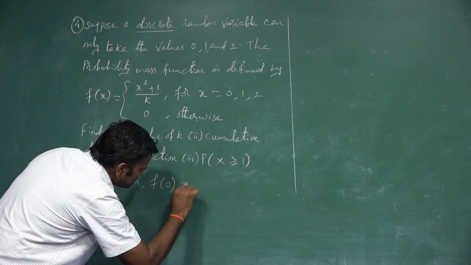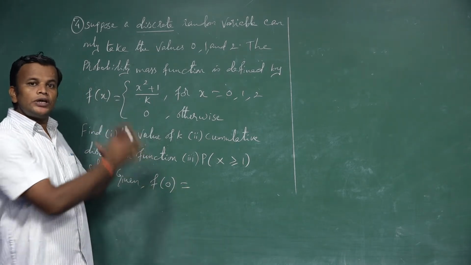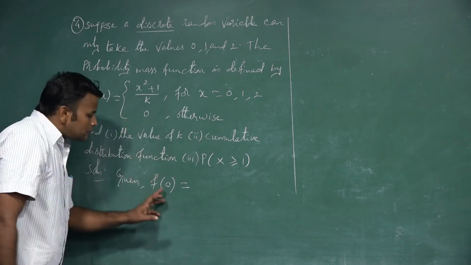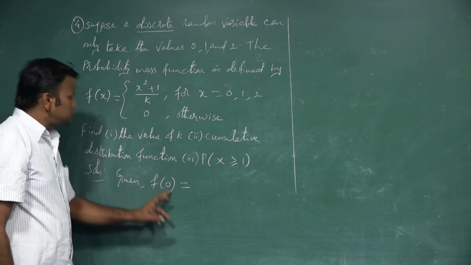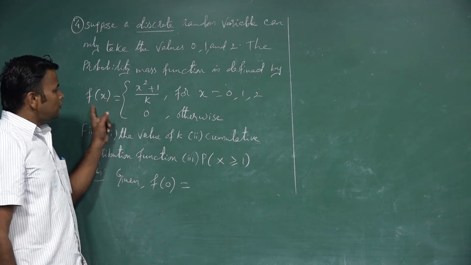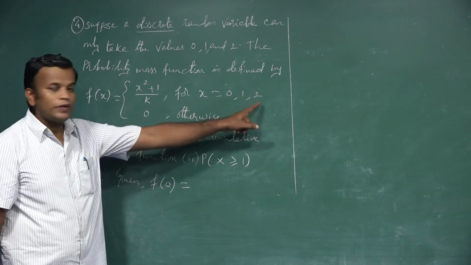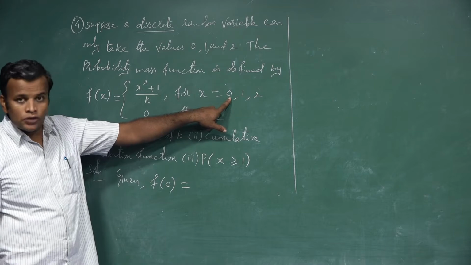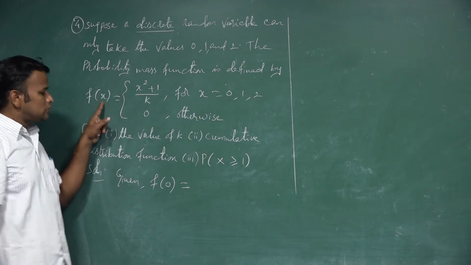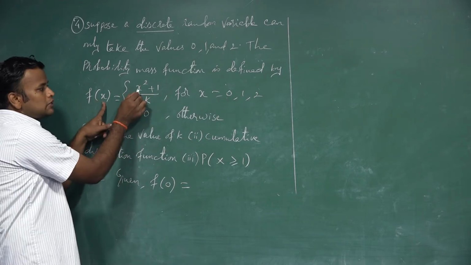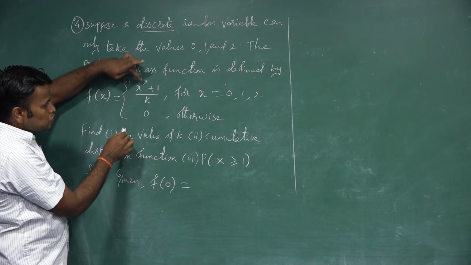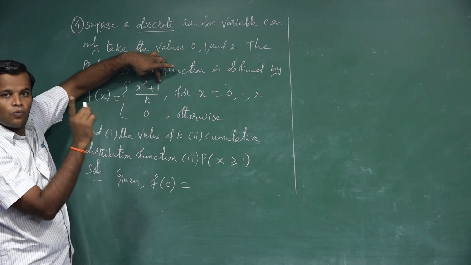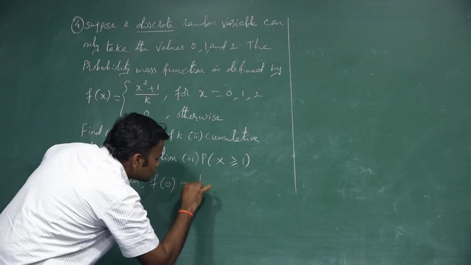the value of f of 0. When we replace x by 0 here, f of x is possible only for these 3 values of x. The first value of x is 0, so I replace x by 0 in f of x. So 0 square plus 1, that value is 1 by k. So f of 0 is 1 by k.